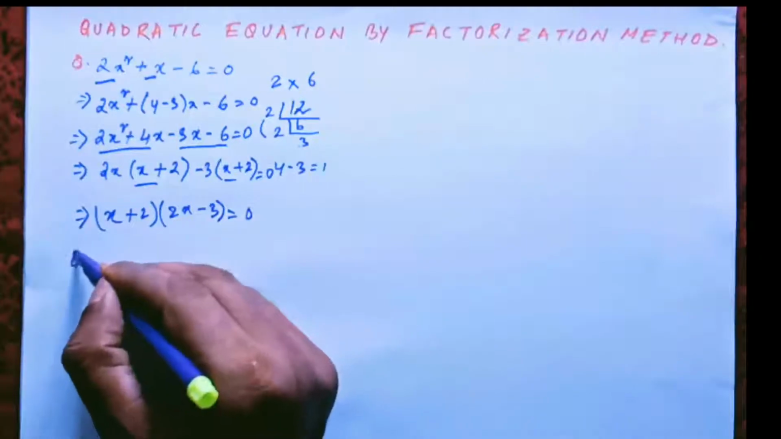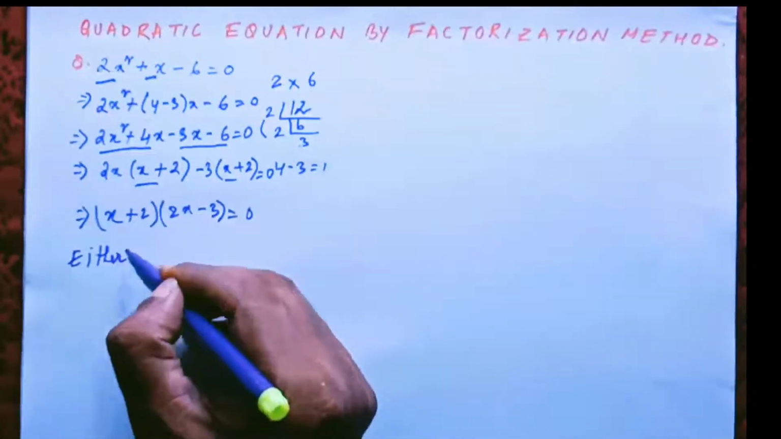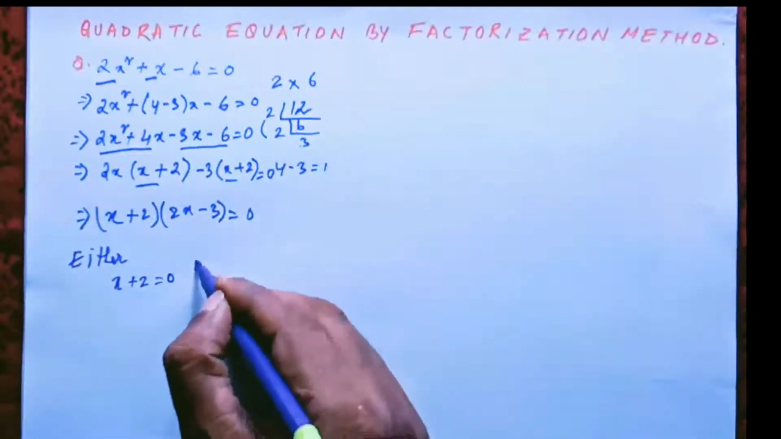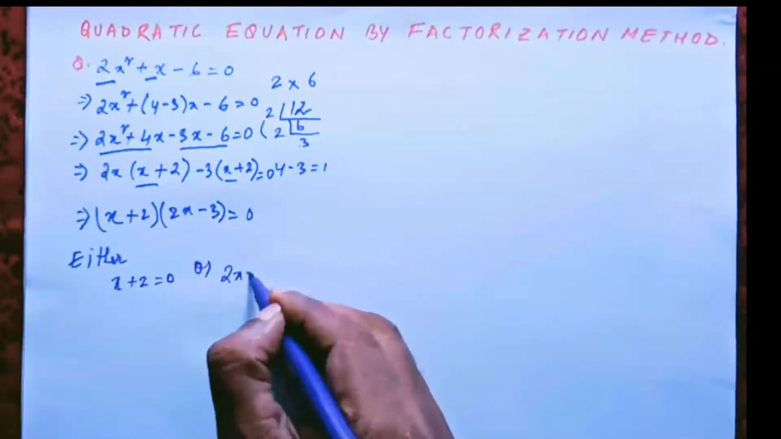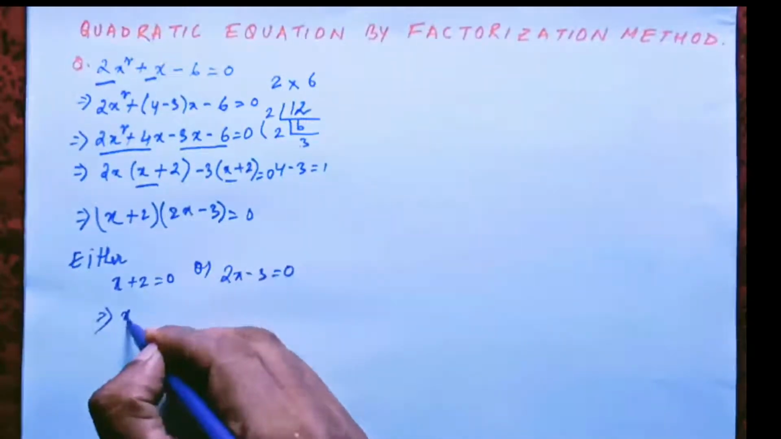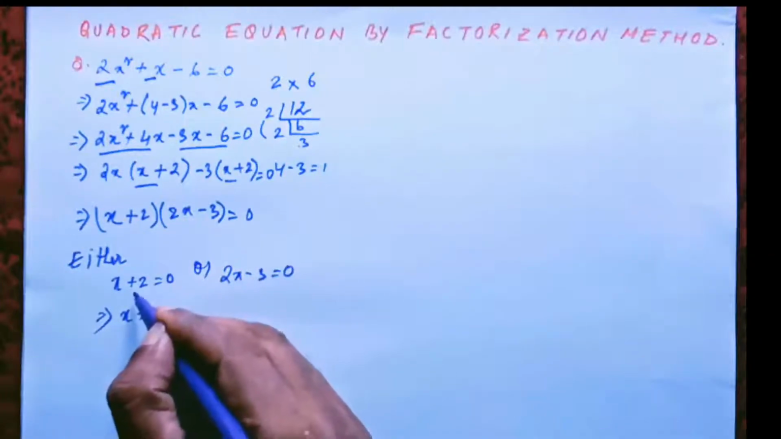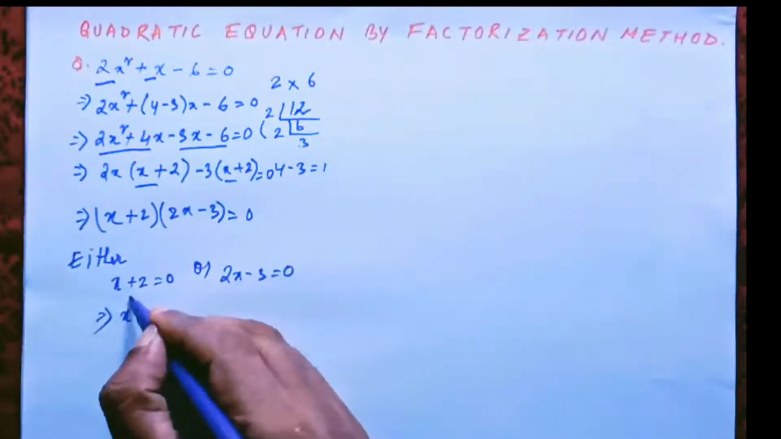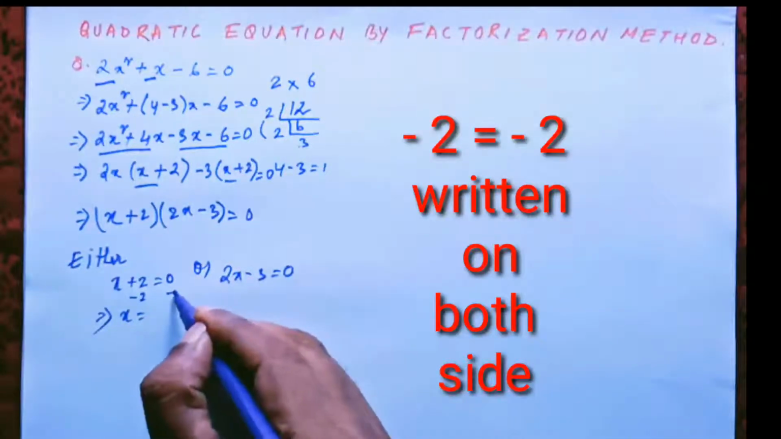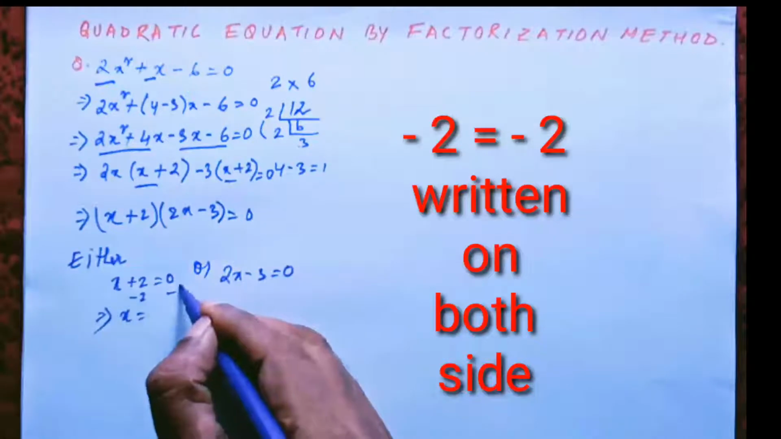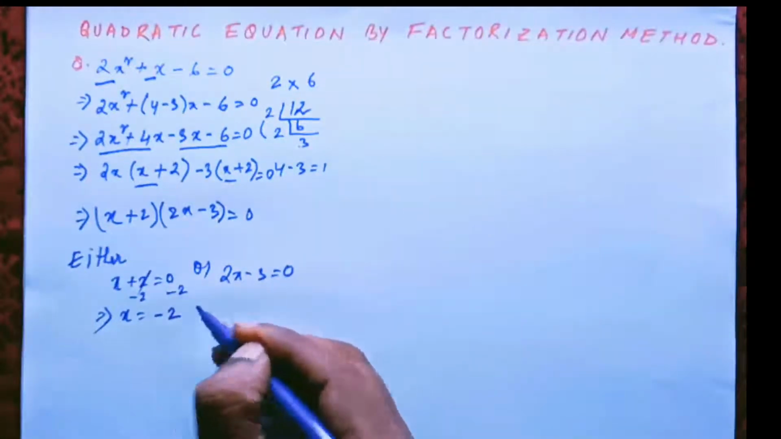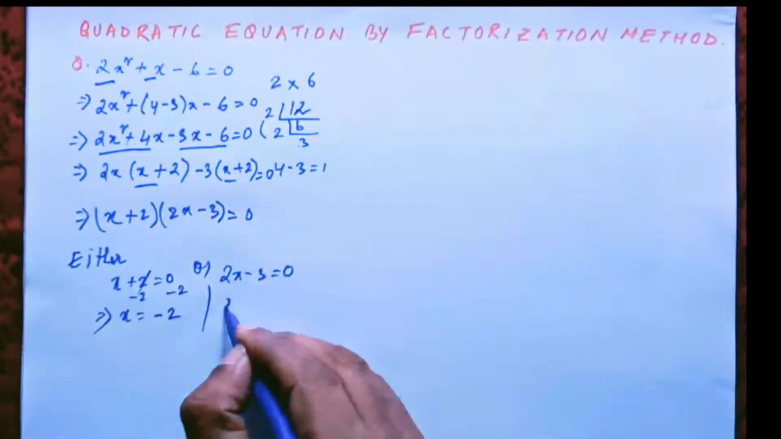Now either x plus 2 is 0 or 2x minus 3 is 0. From here we'll get x equal to this. With this plus 2, we'll subtract 2 and we'll do the same on the right hand side also. So these two are cancelled, we are left with x equal to minus 2. So here we have 2x minus 3.